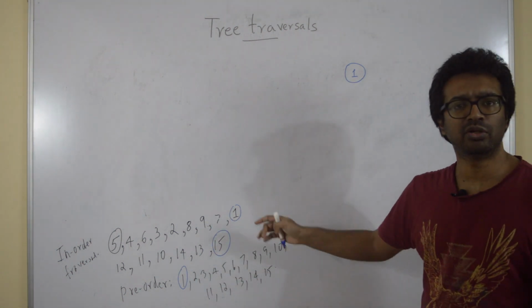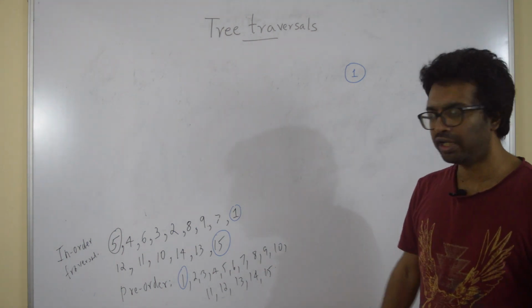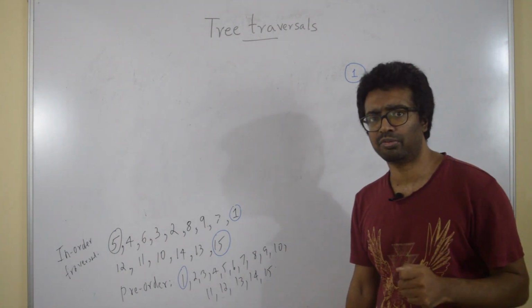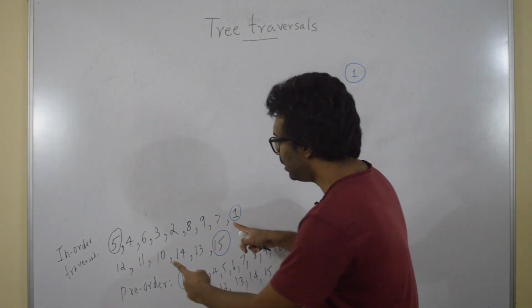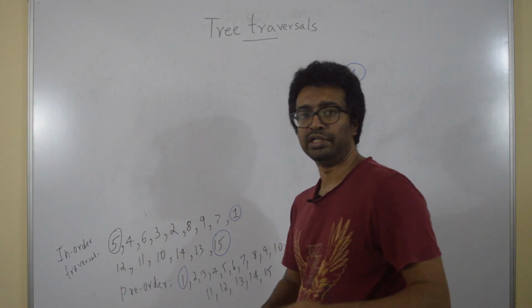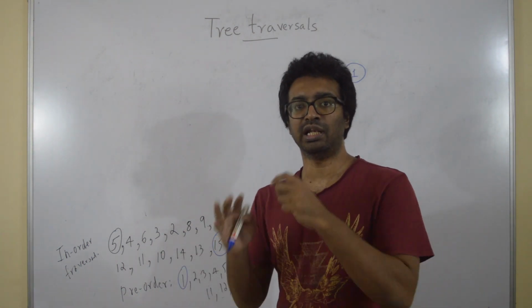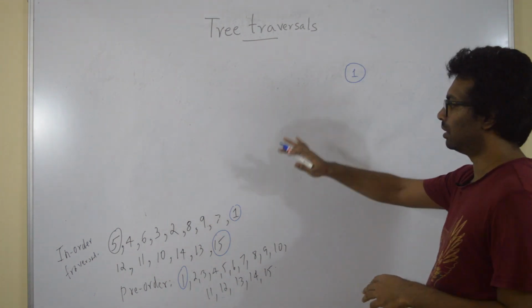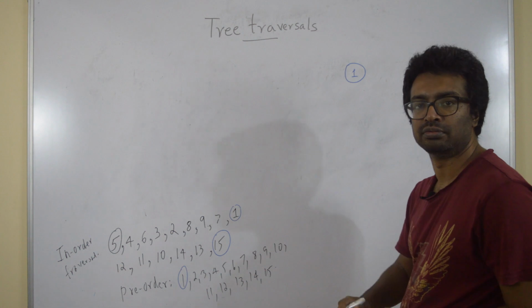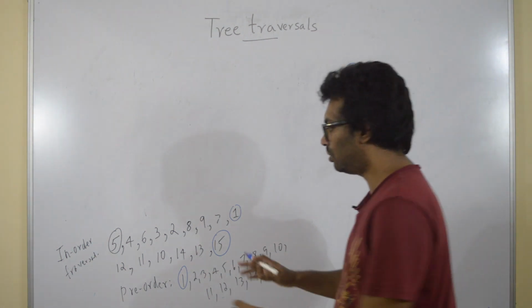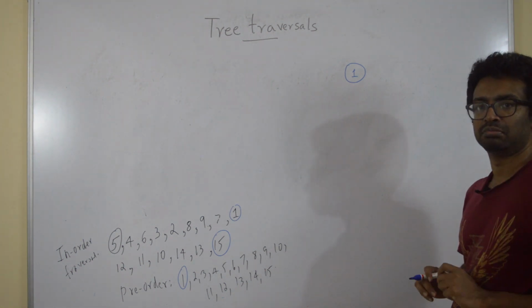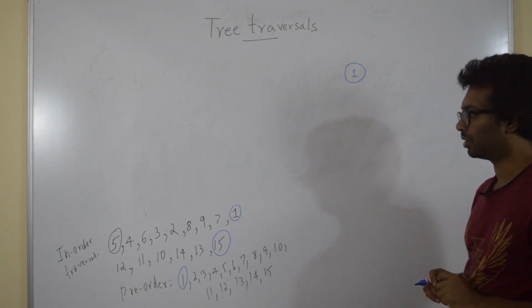Now I can look at the in-order traversal. Find where the root is. So okay, root is there. And then I use this interesting property I had. What is the interesting property? Everything to the left of that root node, everything to the left of 1, is going to be on the left of 1. So all these numbers have to be on the left side of 1. Okay, and all the other numbers should be on the right side of 1. Right?